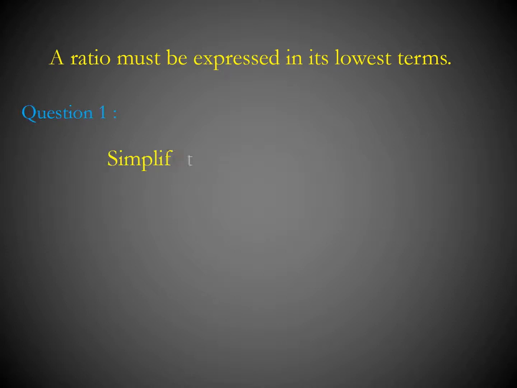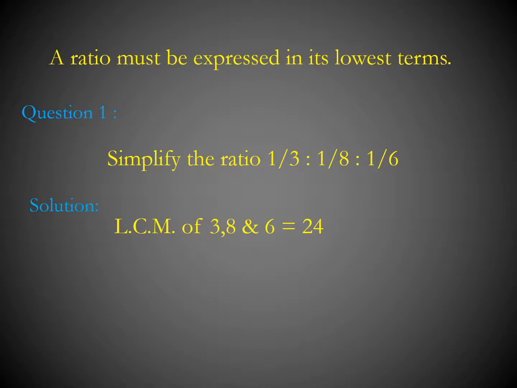Now let's do a question. Simplify the ratio 1:3 ratio 1:8 ratio 1:6. You have to do its simplification. So for solving this, take the LCM of 3, 8 and 6, which is equal to 24. Now 1 by 3 can be written as 1 by 3 into 24, that is 8.